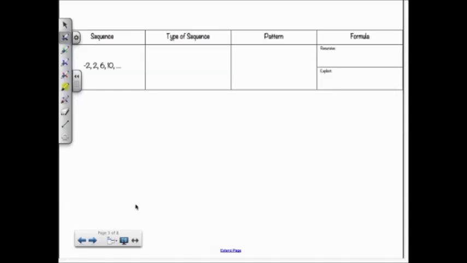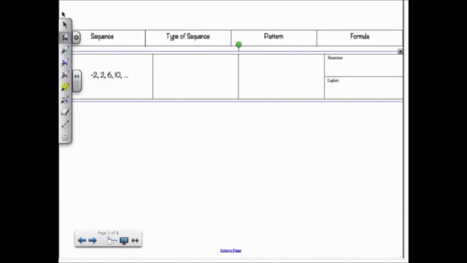So the first sequence that we have goes from -2 to 2 to 6 to 10. So the first thing you have to decide is, is this arithmetic or is this geometric? The way you figure it out is whether you are increasing by a common difference or by a common ratio. So to go from -2 to 2, I'm adding 4, 2 to 6, you add 4, 6 to 10, you add 4, which means that I'm adding a common difference, not multiplying by a common ratio, which makes this sequence arithmetic. All right, so we're going to write down right here that this is arithmetic.